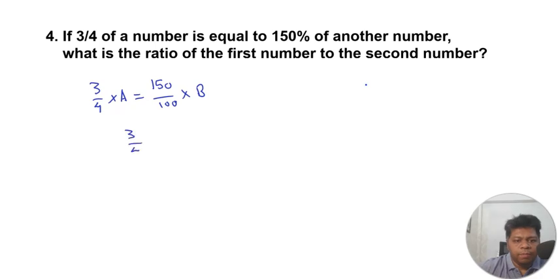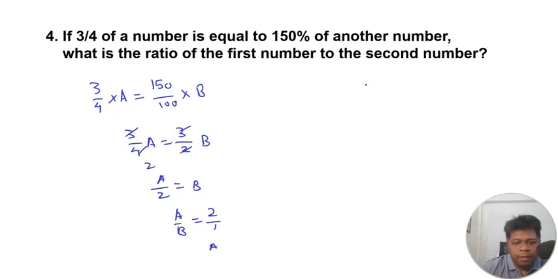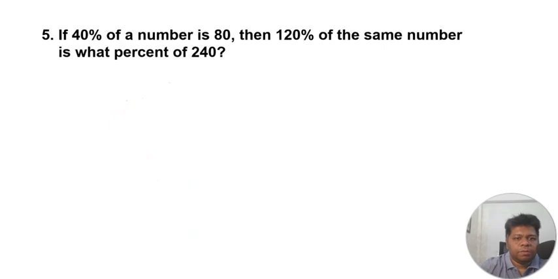Now we can simplify it like this. 3 by 4 A equal to, dividing both numerator and denominator by 50, it is 3 by 2 B. Okay, then I can divide 3 and also this 2. So it becomes A by 2 equal to B, and I can write A by B equal to 2 by 1. Then I can write A is to B equal to 2 is to 1. So this is the answer. Then go to next question.